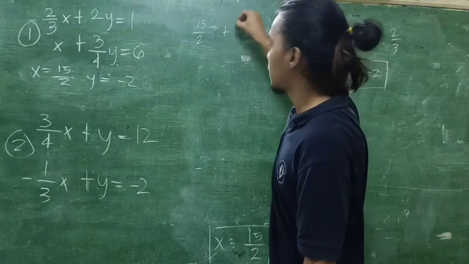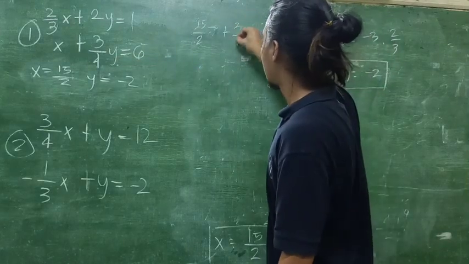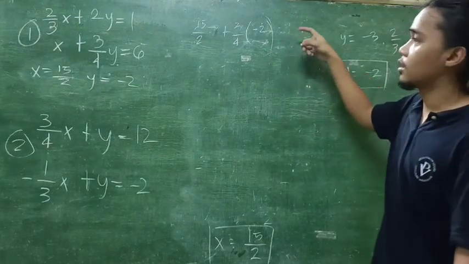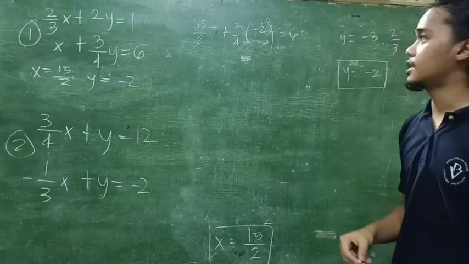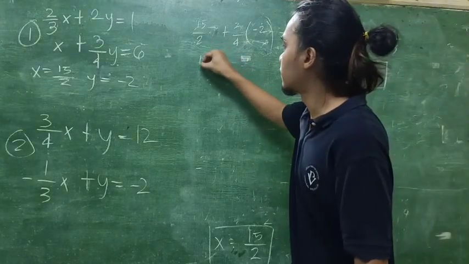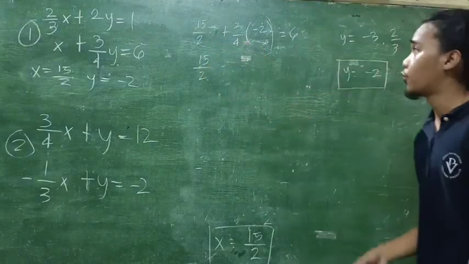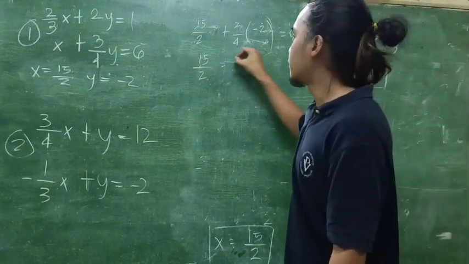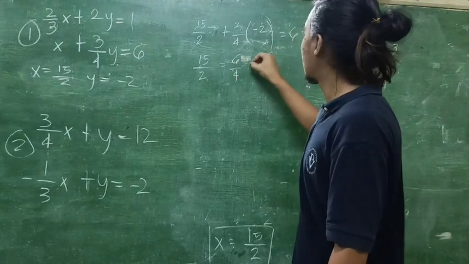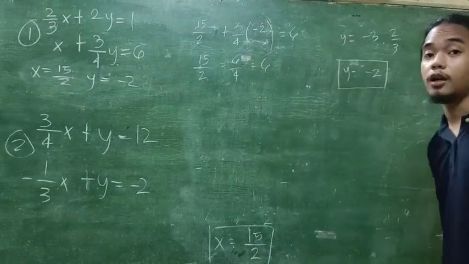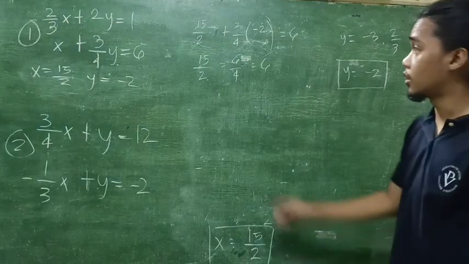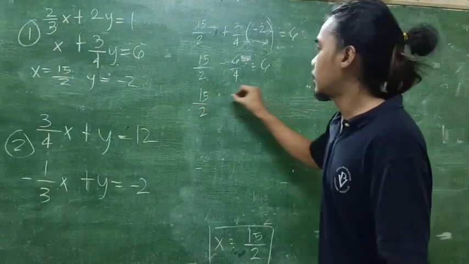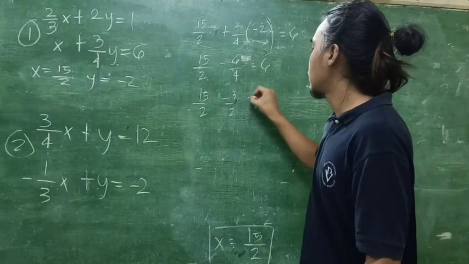15 over 2 plus 3 over 4 times our y, which is negative 2, is equal to 6. 3 over 4 times negative 2 is negative 6 over 4. Negative 6 over 4 can be reduced to lowest terms, which is negative 3 over 2, equal to 6.